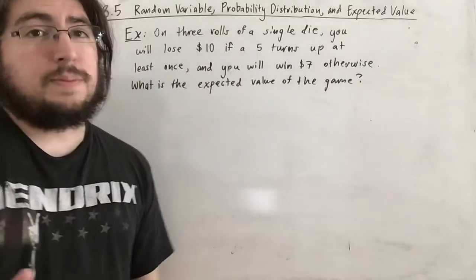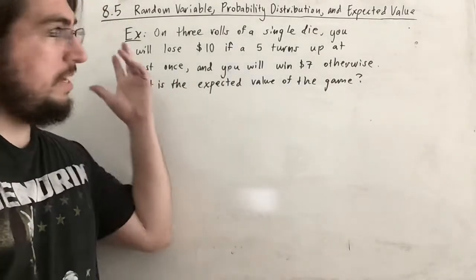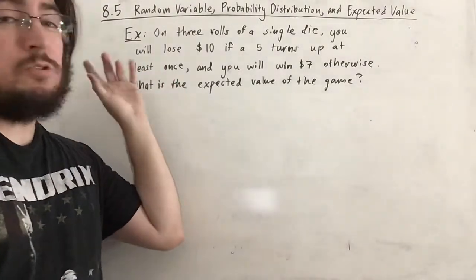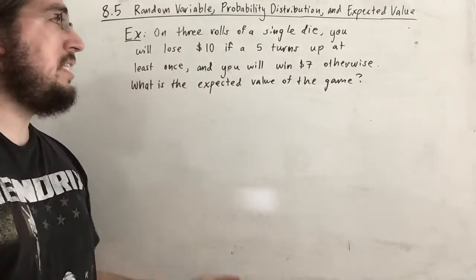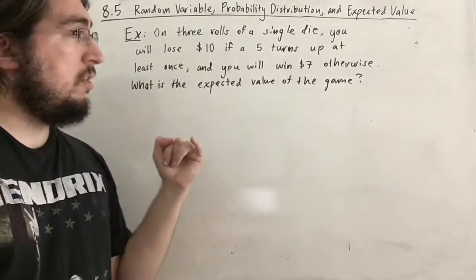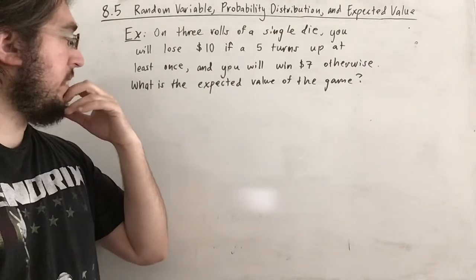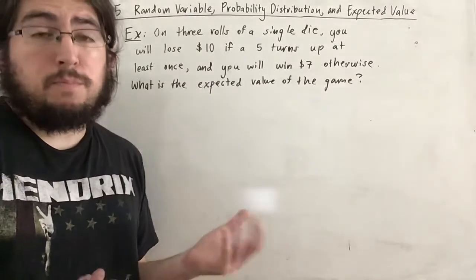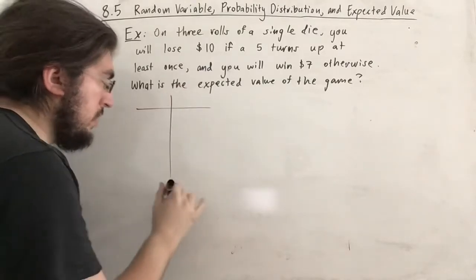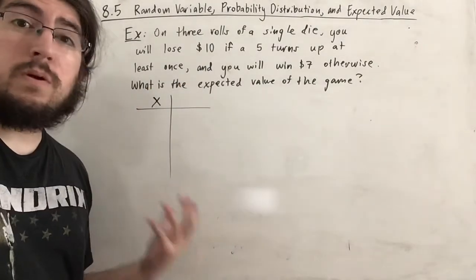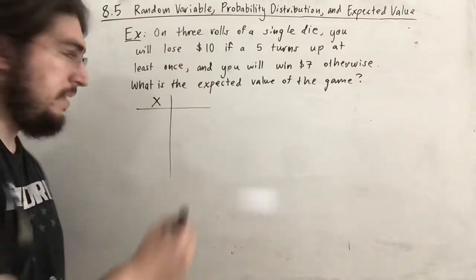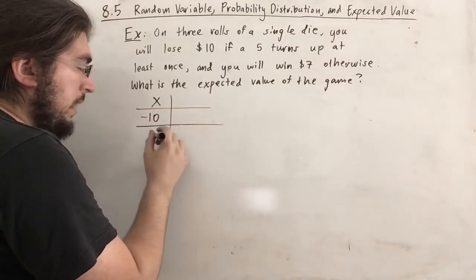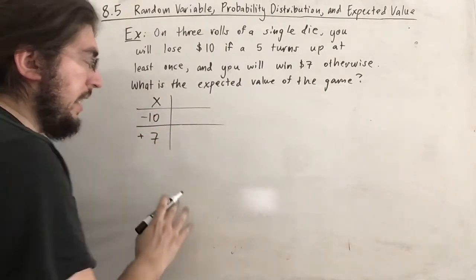Right, so finally something a little different from tossing a coin 3 times, now we're rolling the dice 3 times. So on 3 rolls of a single die, you will lose $10 if a 5 turns up at least once, and you will win $7 otherwise. So now they're asking for what is the expected value of the game. So here what we have to do is create basically a probability distribution. So X will represent the amount of money that we win or lose. If we win, it's positive. If we lose the amount, then it's negative. So we know either we will lose $10 or we will win $7. So let me write a plus just to indicate that.